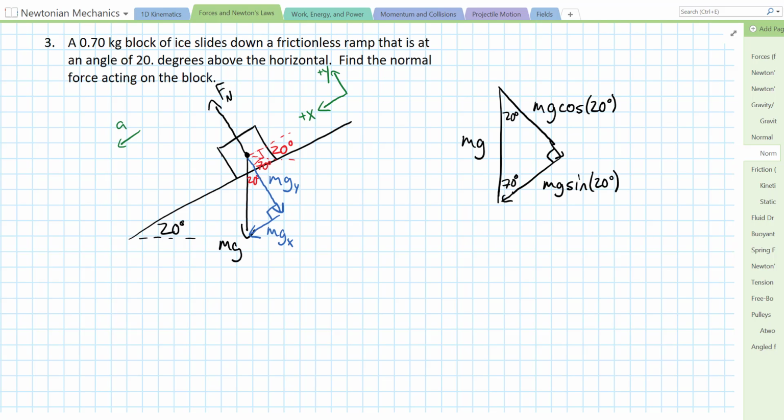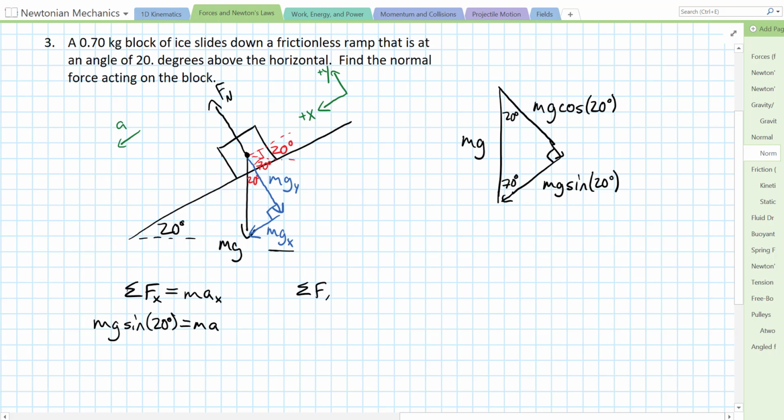So let's go down. In the x direction, sum of the forces in the x is equal to mass times acceleration in the x. Well, the only force acting in the x direction is mgx. So it's just going to be mg sine of 20 degrees is equal to m times our x acceleration, which is our total acceleration. And in our y direction, well, actually, we could use that to solve for the acceleration if we wanted.